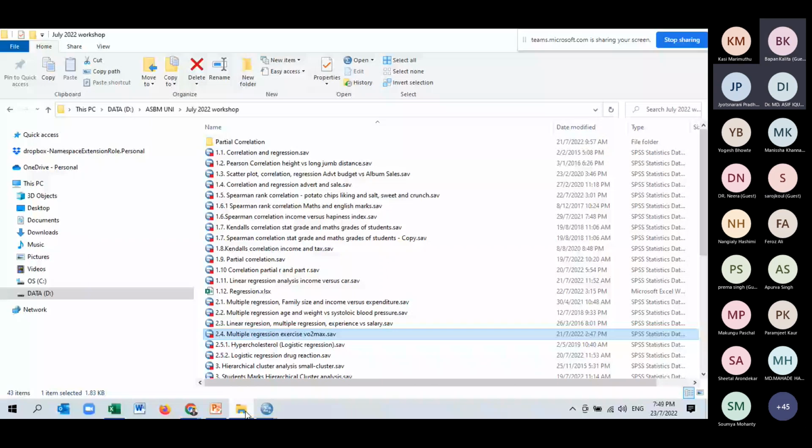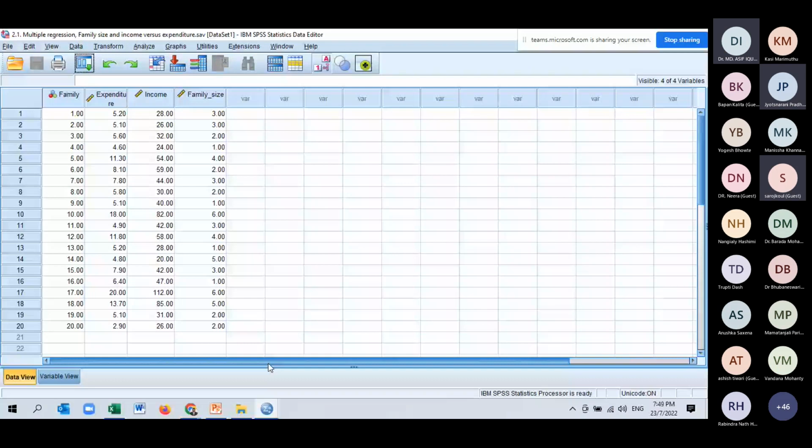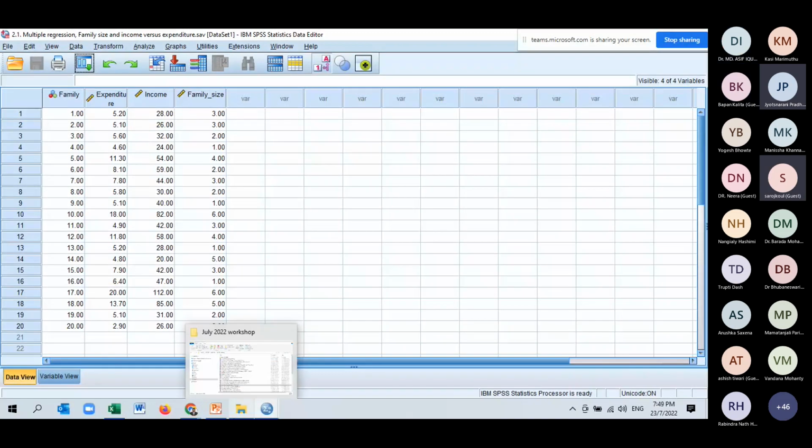Sir, whatever result we got, that is 31 ml. So that means we have quantified the VO2 max. Okay.